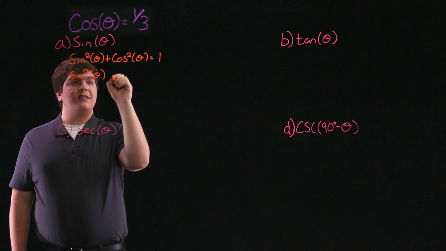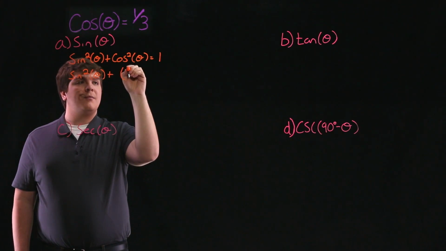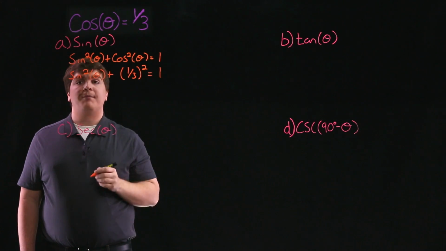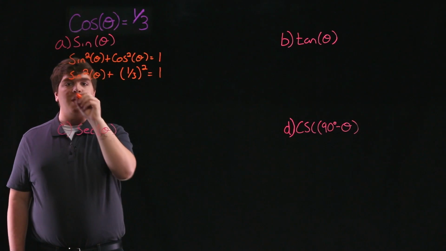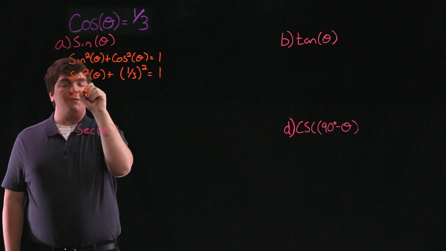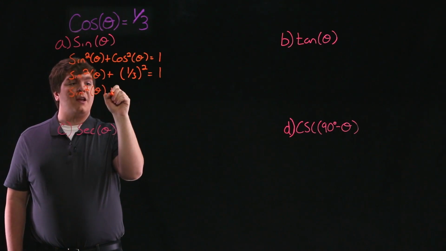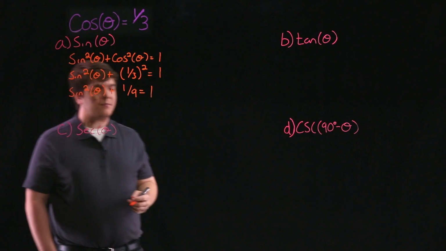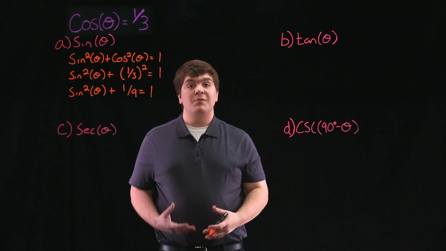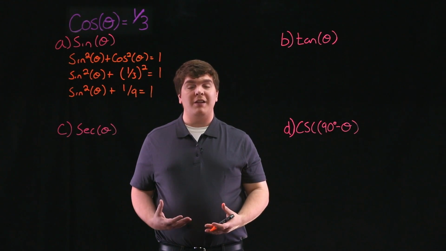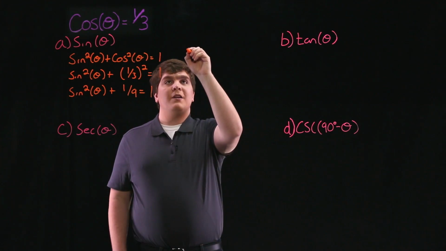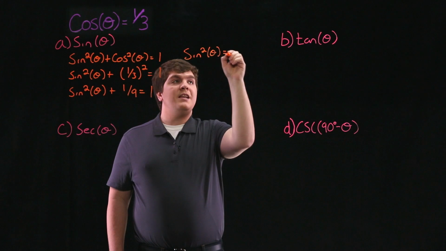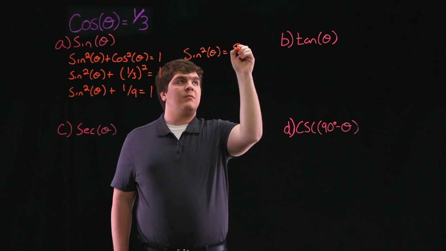So what we're left with is sine squared of theta plus 1/3 squared equals 1. Now 1/3 squared is 1/9, so we have sine squared of theta plus 1/9 is equal to 1. Now subtracting 1/9 from each side of the equation leaves us with sine squared of theta is equal to 8/9.